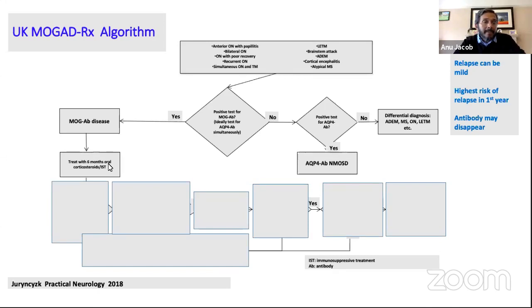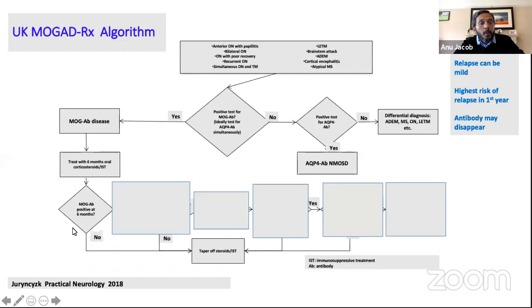So at 6 months, we retest the antibody. Now, if the antibody has disappeared, then it's great. We think that relapses are probably not impossible, but less likely. So we taper off the steroids. But if the antibody is positive, then we have to think there is still a good chance that this antibody may disappear and the patient may not have a relapse.